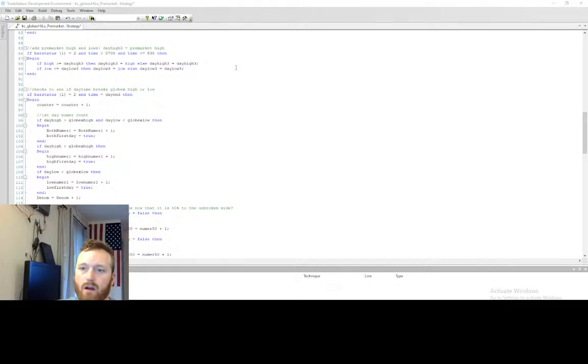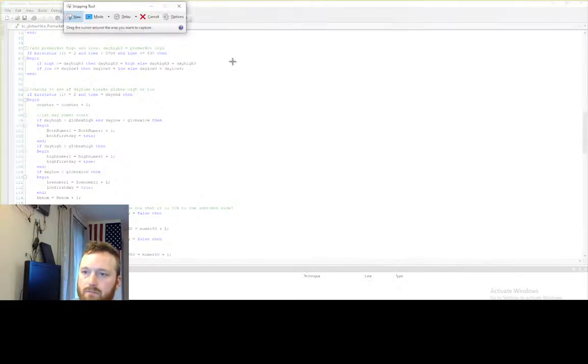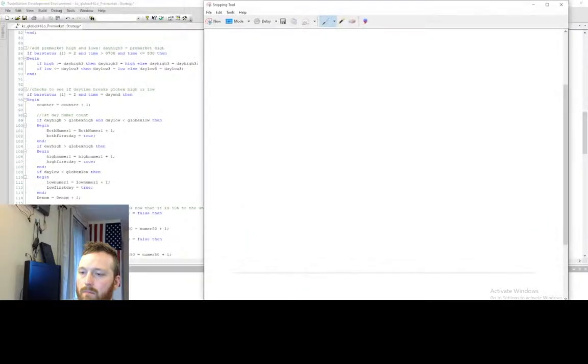I'm creating a pre-market strategy. So essentially, what it looks like is this: Globex, Globex high, Globex low, and then there's a pre-market high, and then a pre-market low.